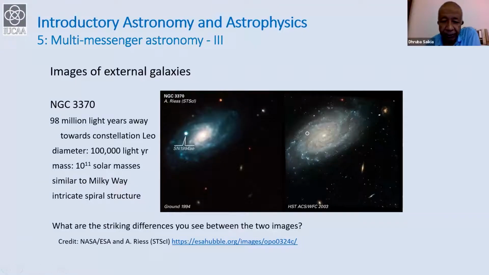I want you to tell me what are the striking differences you see between the image on the left and the image on the right. Any one of you can unmute and say. The clarity of the image is very different. Okay. And there's also a lot of surrounding stars that are visible on the right, but not on the left.